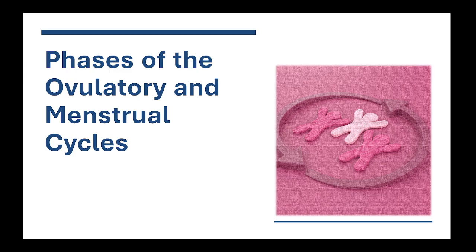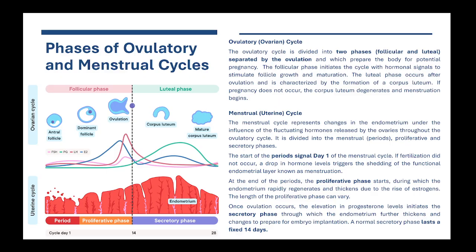So now let's talk about the ovulatory and menstrual cycles. These cycles can be approached from the ovarian point of view, which is the ovulatory cycle, or from the uterine point of view, which is the menstrual cycle. The ovulatory cycle of the ovary is divided into two phases, the follicular phase and the luteal phase, and these two phases are divided by the event of the ovulation.